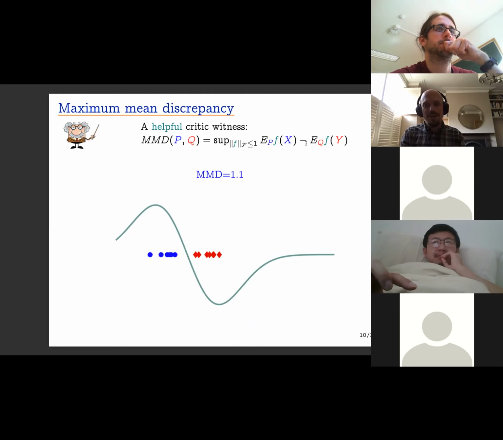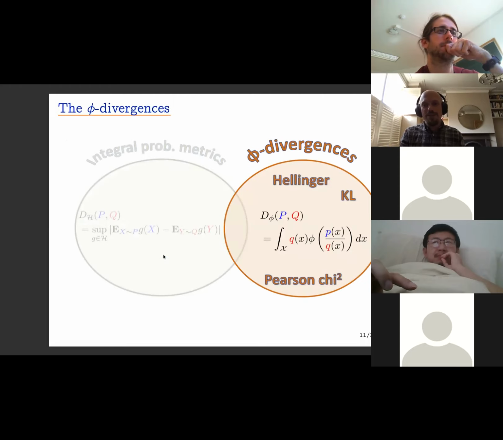But what we observe here is that because this function is well-behaved, it's aware of the topology of the space. So it's noticing when red approaches blue. Okay, so this is at a very high level what the integral probability metrics are doing. What about the phi divergences that are based on this ratio?